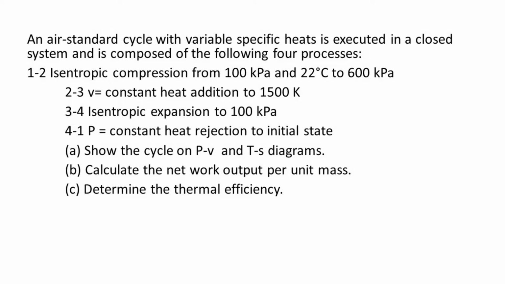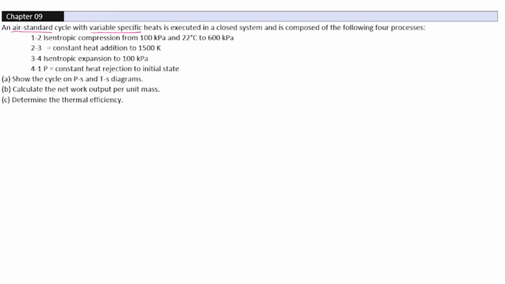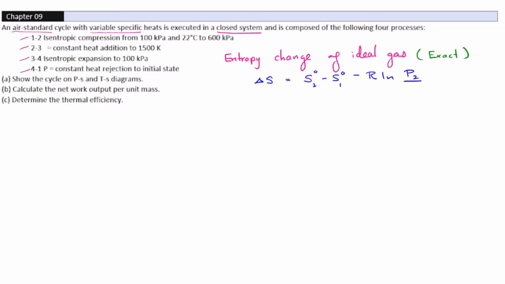In this problem, we have an air standard cycle with variable specific heat assumption, and we are told that it's a closed system. First of all, we have to remember that the entropy change for an ideal gas in a variable specific heat system is given by delta S is equal to S2 naught minus S1 naught minus R ln P2 over P1. Here, S2 naught and S1 naught values are found from table A17. Table A17 lists temperatures and S naught values.